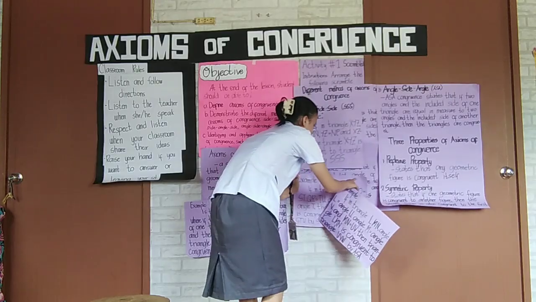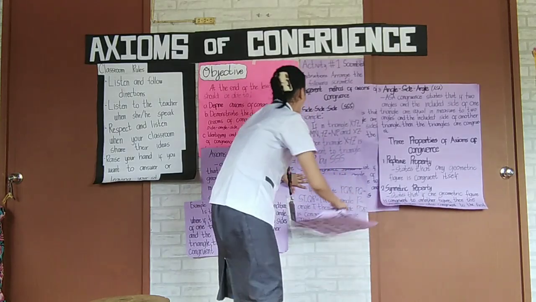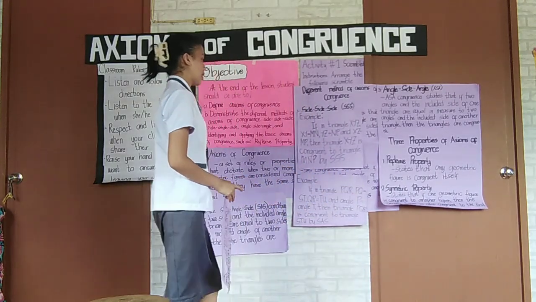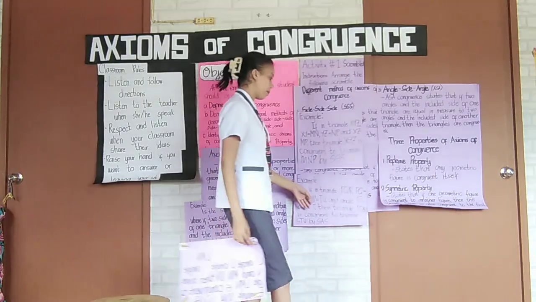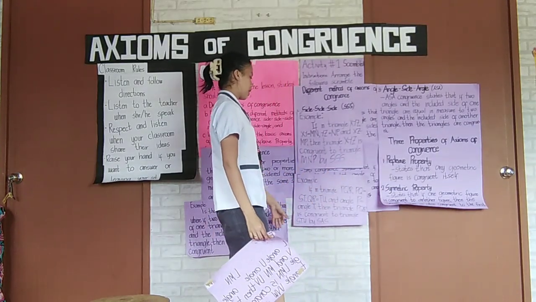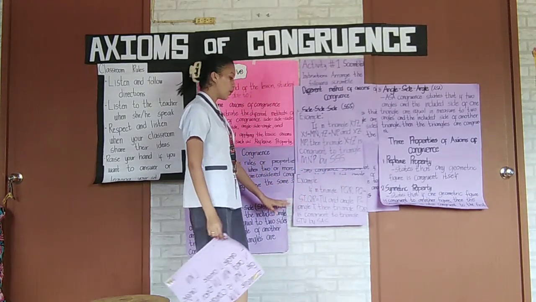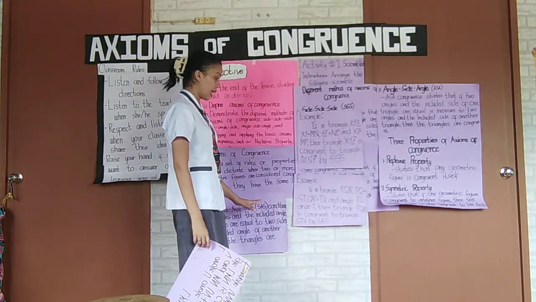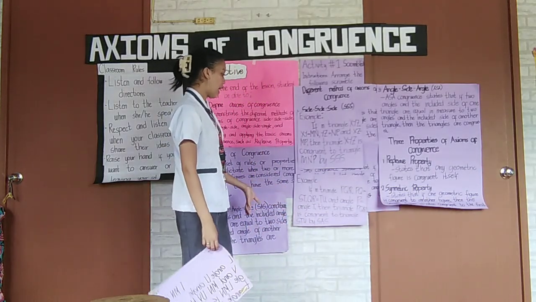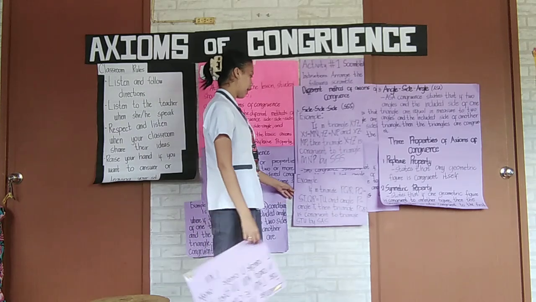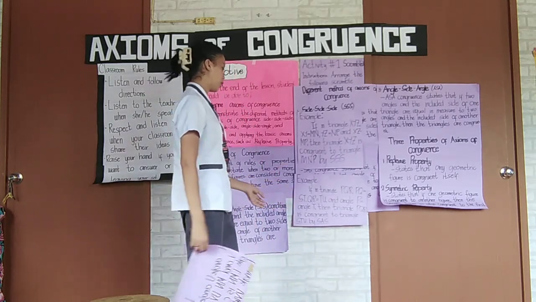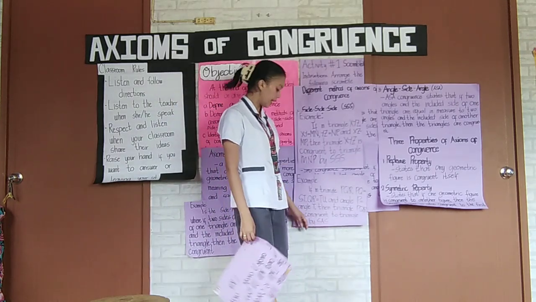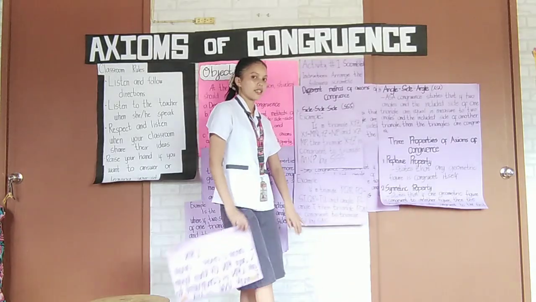So another example of side angle side. If in triangle PQR, PQ equals ST, QR equals TU, and angle Q equals angle T, then triangle PQR is congruent to triangle STU by SAS.